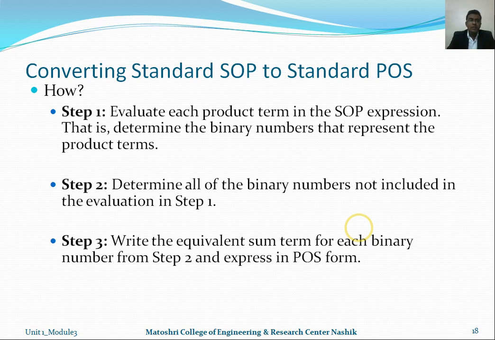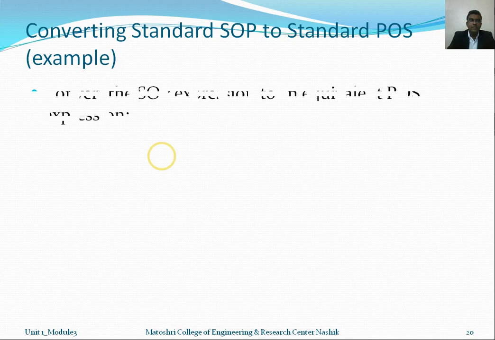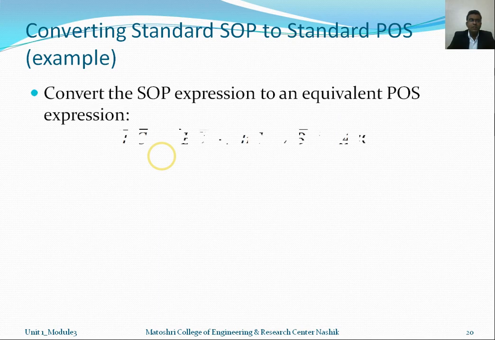So how are we converting? The steps are given. First you have to evaluate the product terms in the SOP expression, which is determined by the binary numbers represented in the product terms. But how it is represented, we have to see directly in the examples of how we convert standard SOP to POS. Now let's take one of the expressions as an example.